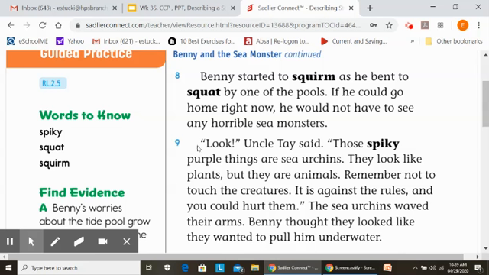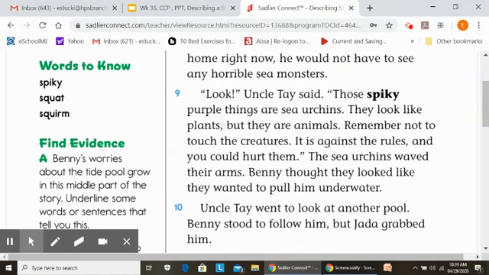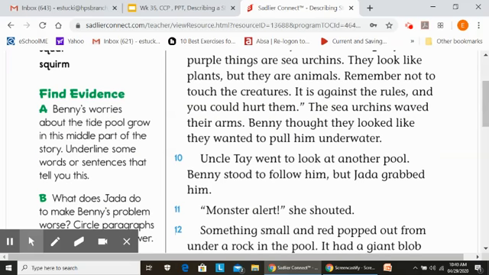Okay, continue. Look, Uncle Tay said, those spiky purple things are sea urchins. They look like plants, but they are animals. Remember not to touch the creatures. It is against the rules, and you can hurt them. You can even get hurt yourself sometimes. The sea urchins waved their arms. Benny thought they looked like they wanted to pull him under the water. Uncle Tay went to look at another pool. Benny stood up to follow him, but Jada grabbed him.